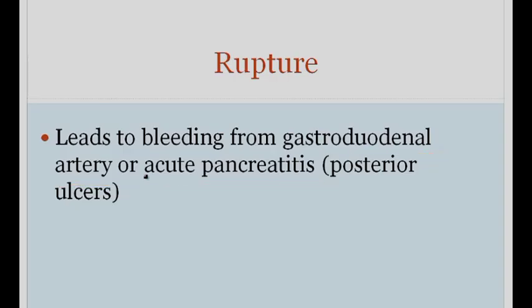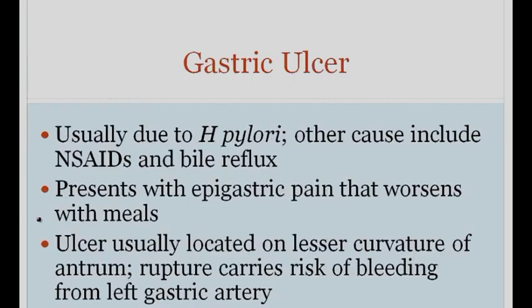Now, of course, both of these would be a complication of posterior ulcers. And I think in your text it actually says that the gastroduodenal artery bleeding is due to anterior ulcers, so I would advise you or ask that you correct that in the text at this point and make sure that you make it clear that both of these are a complication of posterior ulcers.